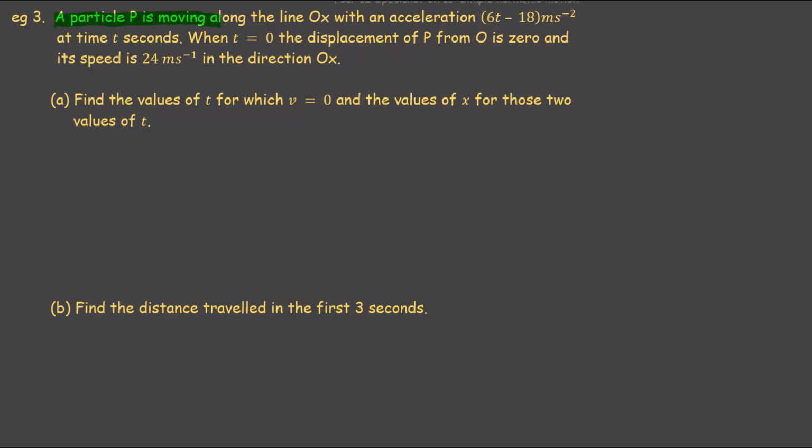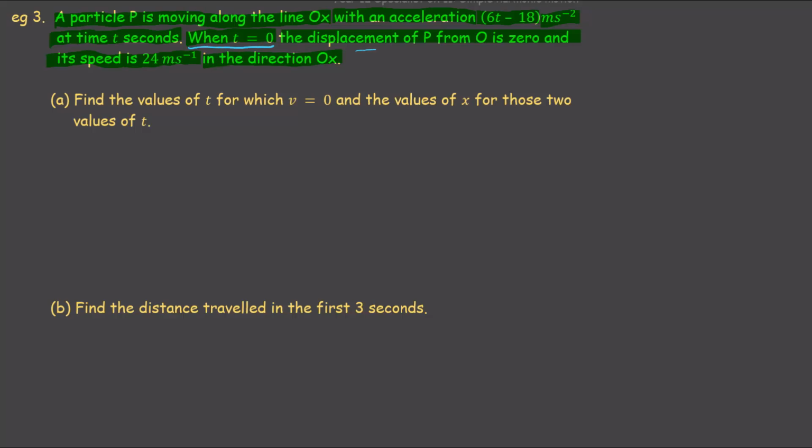A particle P is moving along the line OX with an acceleration of 6t minus 18 meters per second squared at time t seconds. When t is equal to 0, the displacement of P from O is 0 and its speed is 24 meters per second in the direction OX, in other words, travelling to the right if we think about our number line. What other information do we have here?